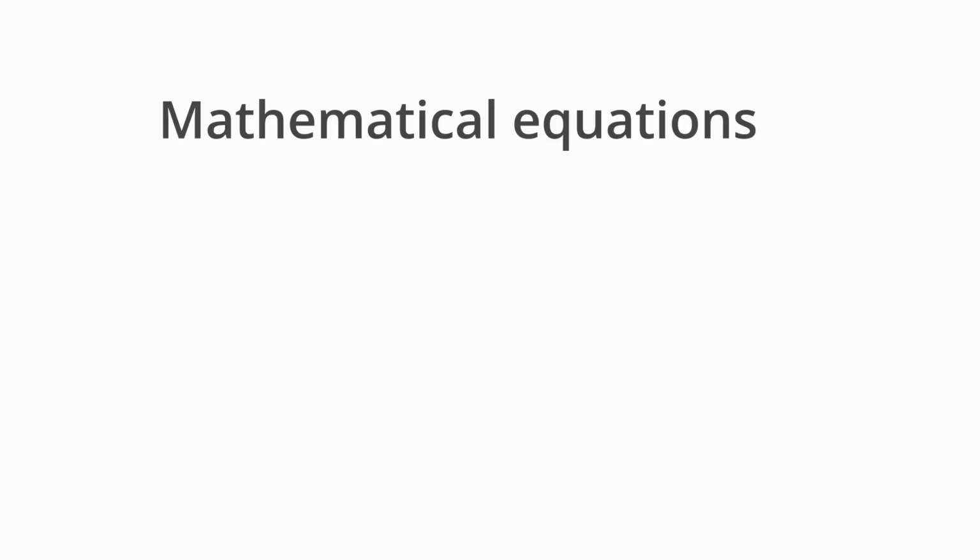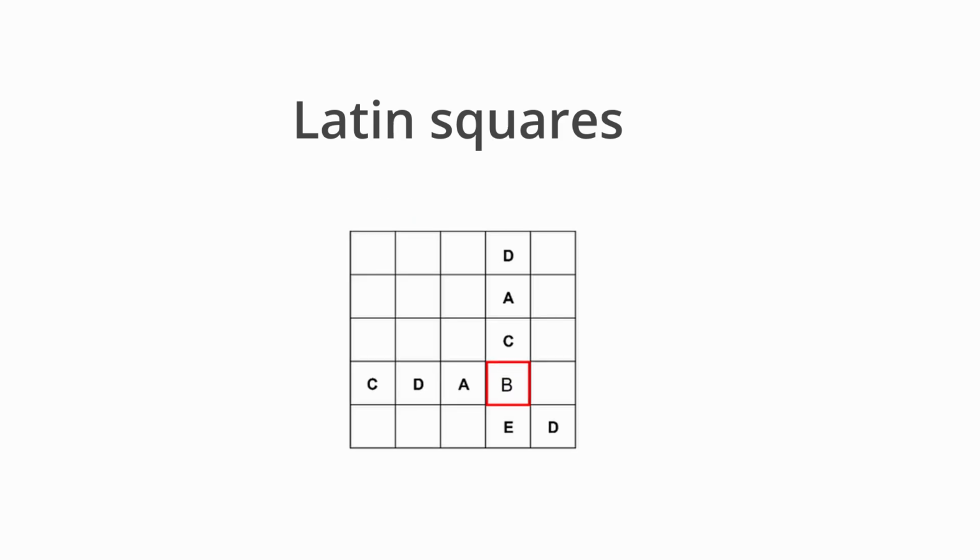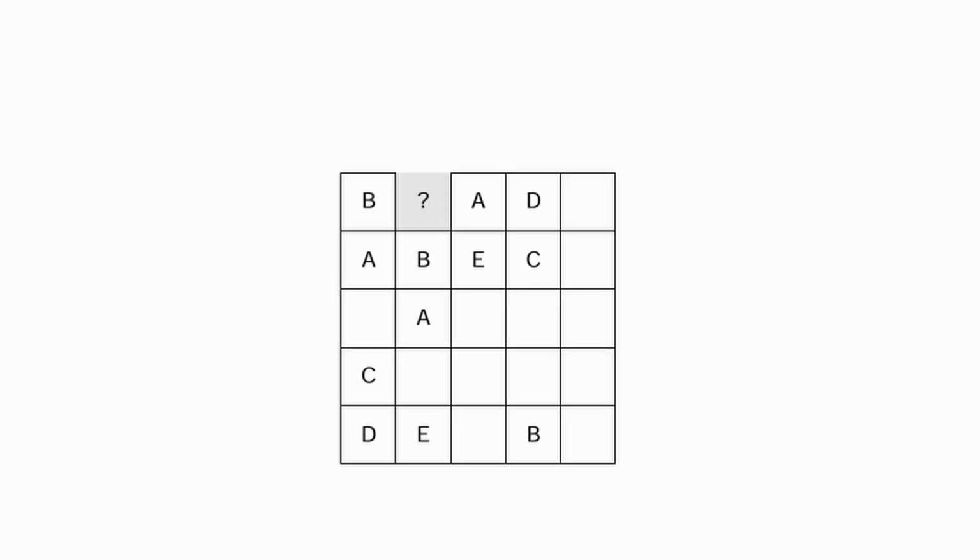There's also mathematical equations, where you have to calculate which value is represented by a letter, and Latin squares, which is like an easy Sudoku with letters instead of numbers. Each letter can only be once in each row and once in each column. So here the missing value is obviously B. However, they get also increasingly difficult.